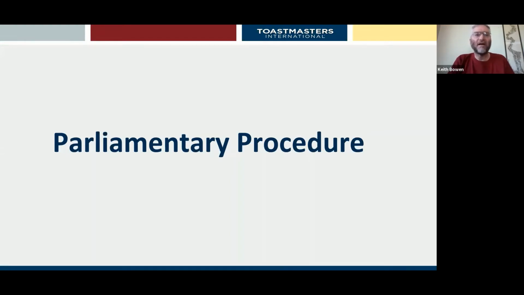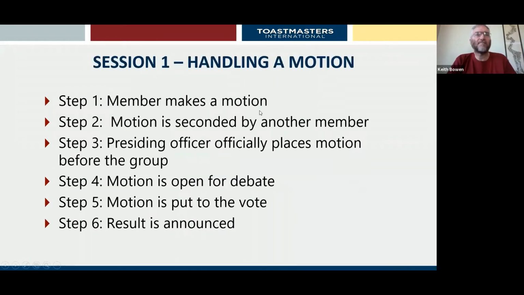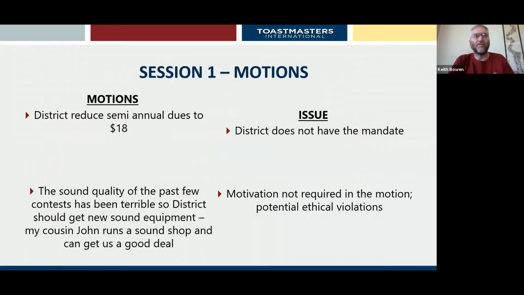Thanks. So if you can cut to slide number 3, I think it is. Yeah, and the next slide. Cool. So here we're talking about motions. As I was mentioning, someone says "district must reduce semi-annual dues to $18," and that's our motion.